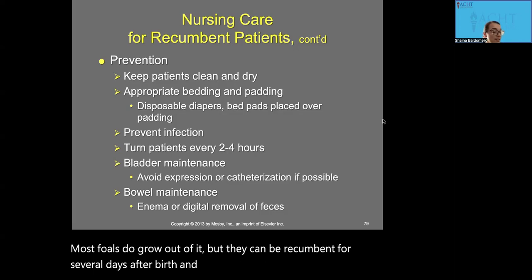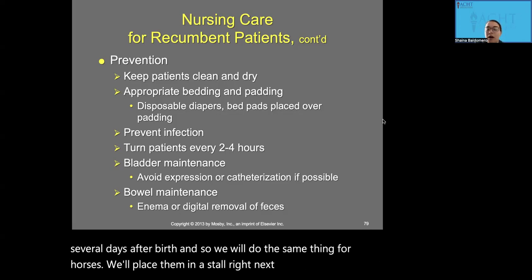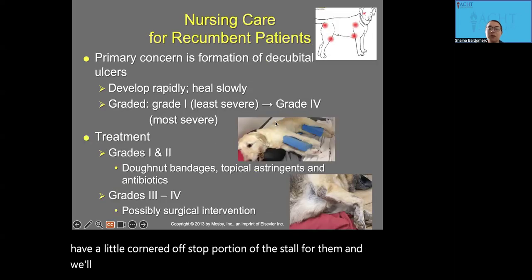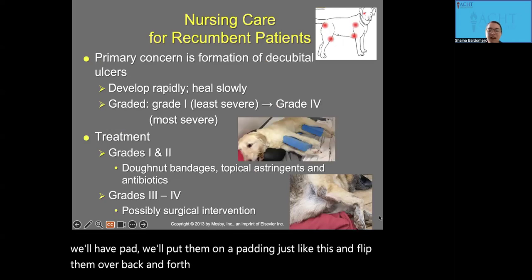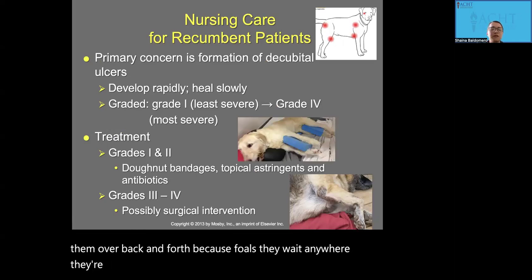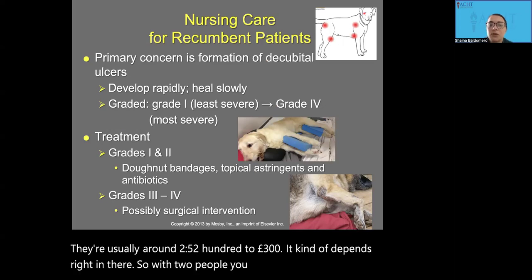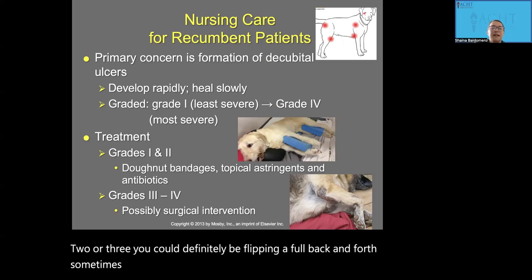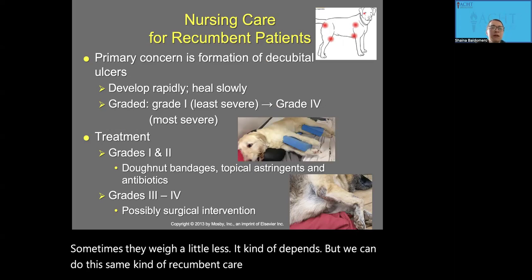And so we will do the same thing for horses. We'll place them in a stall right next to their mom, and we'll have a little cornered off portion of the stall for them, and we'll put them on a padding just like this and flip them over back and forth, because foals, they usually weigh around 200 to 300 pounds. It kind of depends. So with two or three people, you could definitely be flipping a foal back and forth. Sometimes they weigh a little less. It kind of depends. But we can do this same kind of recumbent care for them too.